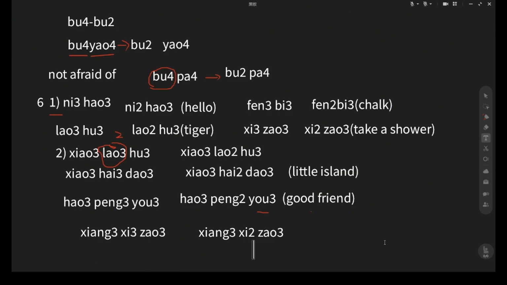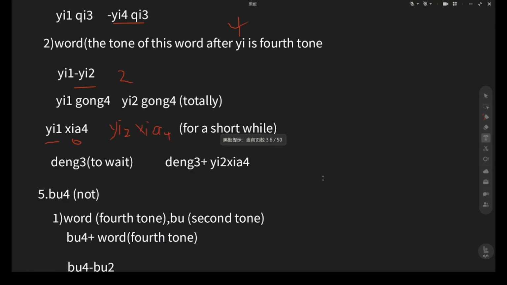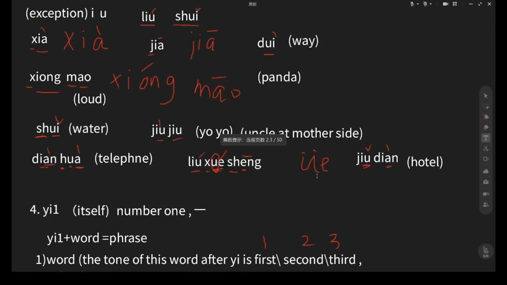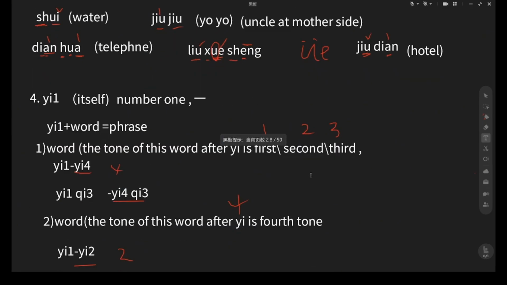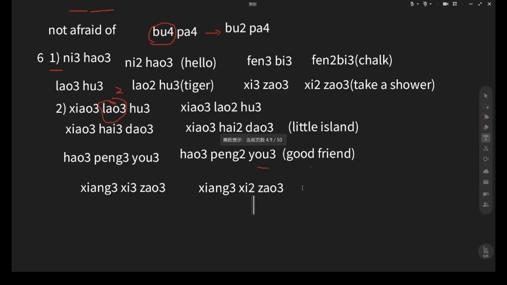So that's the 6 rules of Pinyin, okay? Yes, that's the 6 rules of Pinyin. So you try to remember all of these rules, okay? Yeah, it helps you to pronounce the correct tone, okay?